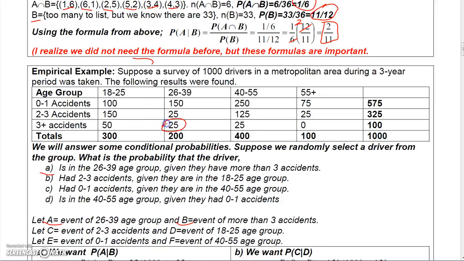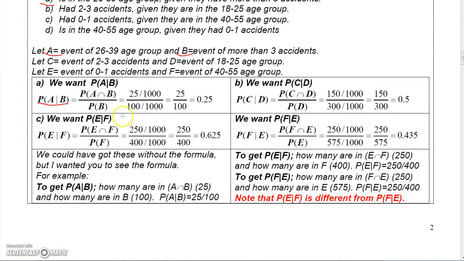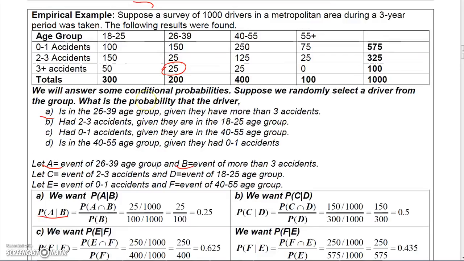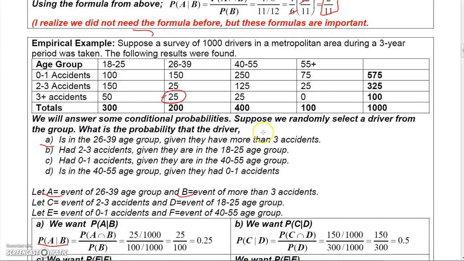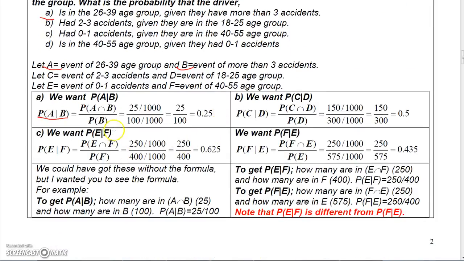So the probability of A intersect B would be 25 out of 1,000. Notice I put that on top. And then the probability of B, more than 3 accidents, that would be over here, 100 out of 1,000. So it's 25 out of 1,000 over 100 out of 1,000, which is just the same as 25 out of 100, or 0.25.